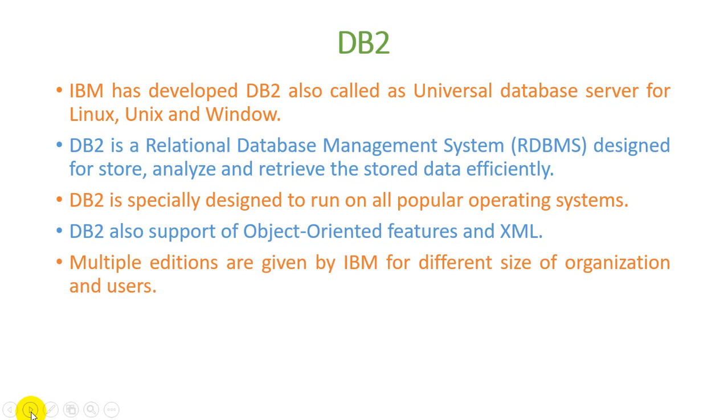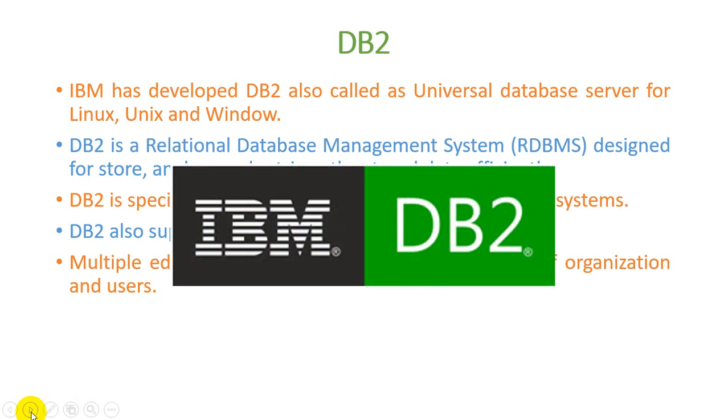Multiple editions are given by IBM for different sizes of organizations and users. It is the actual requirement nowadays, because every company has its own requirement. Some giant companies require large editions, some smaller companies require smaller editions. So IBM provides different sizes of DB2 software for different organizations and users. These are great features and functionality of DB2 provided by IBM. This is the icon by which we identify that IBM provides the DB2 RDBMS software.